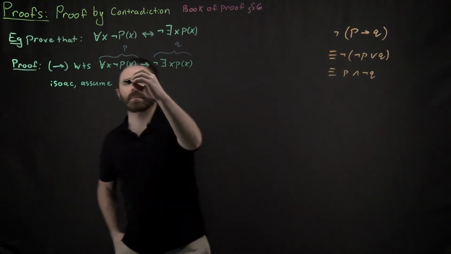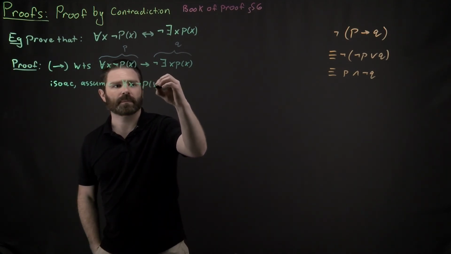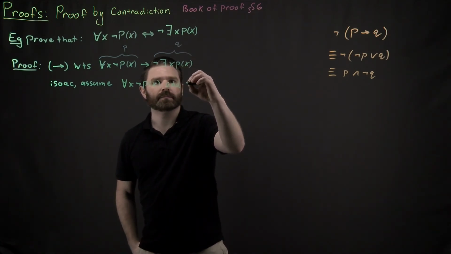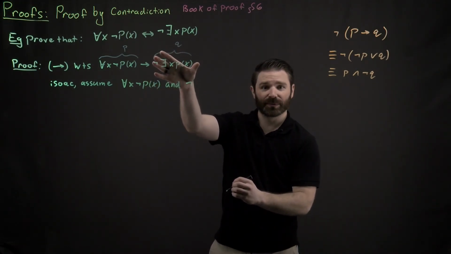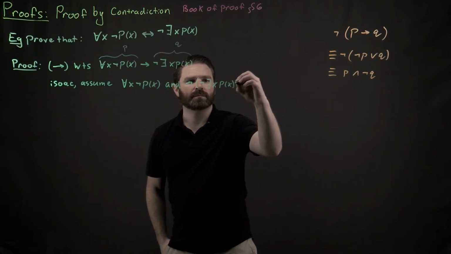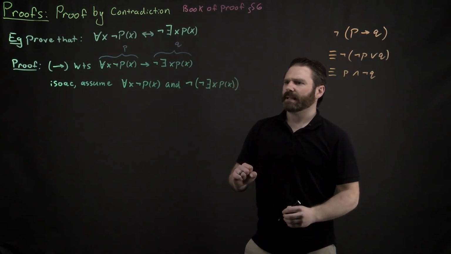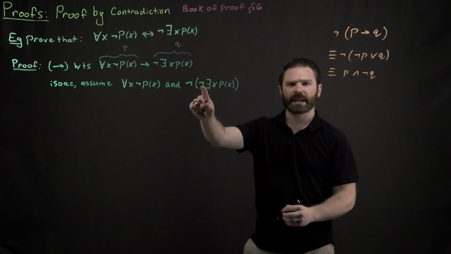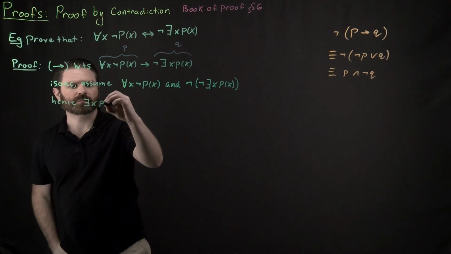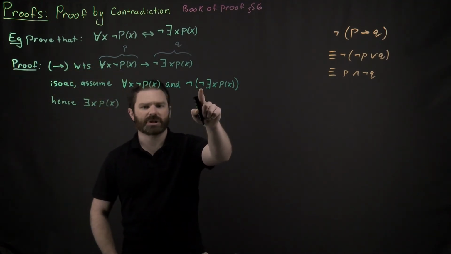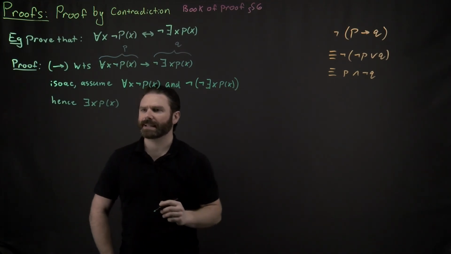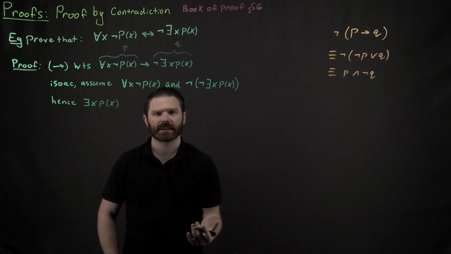So assume P, that is for every x not P of x, and not Q, this whole expression. Well, take a look at this. I have a double negation. So this double negation right here says this negation and that negation, they cancel each other out. And so this is logically equivalent to there exists an x such that P of x.